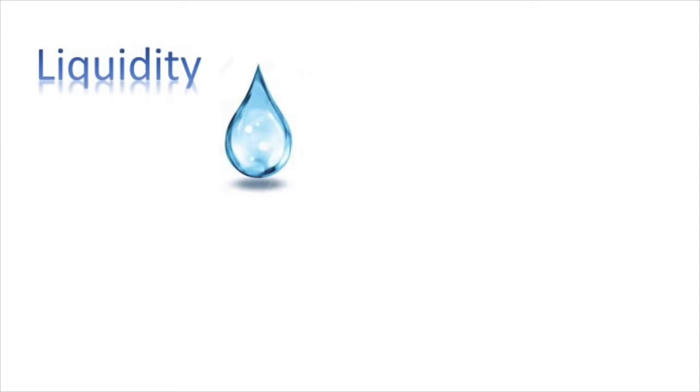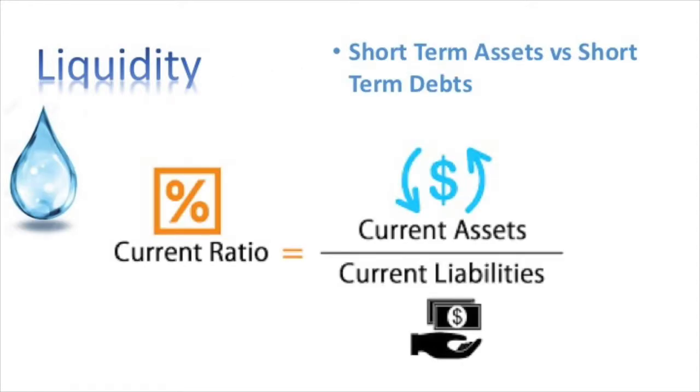Liquidity ratios show how quickly a company can repay short-term debts and the amount of short-term assets a company has. The liquidity ratio that we will discuss is the current ratio. This looks at a company's short-term assets, such as cash and equivalents, accounts receivable, inventory, or any other asset that will turn to cash within a year, compared to its short-term liabilities.